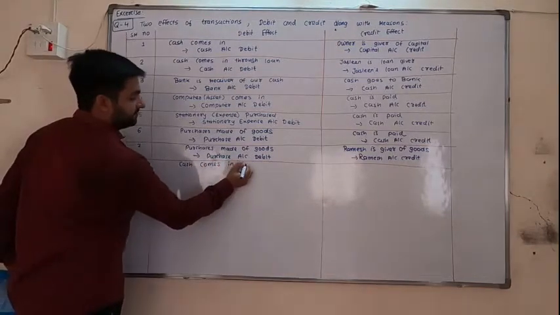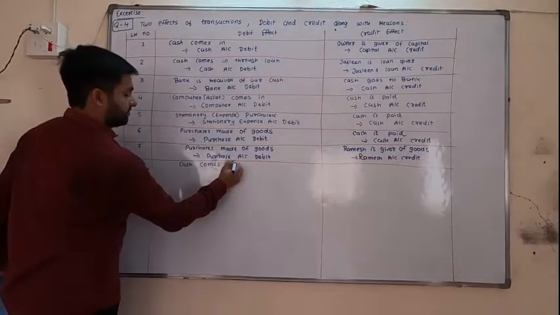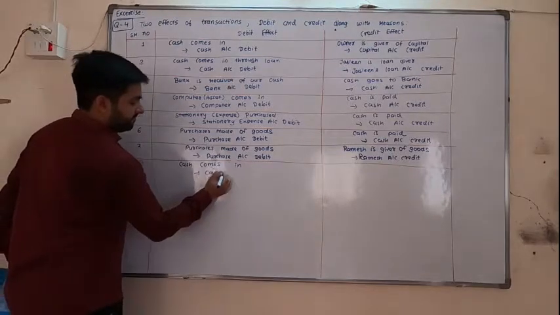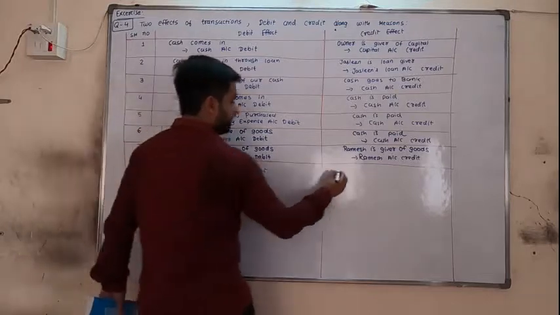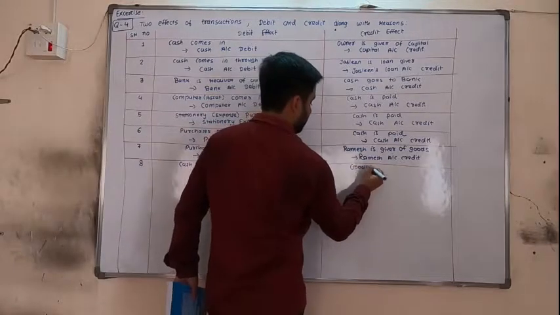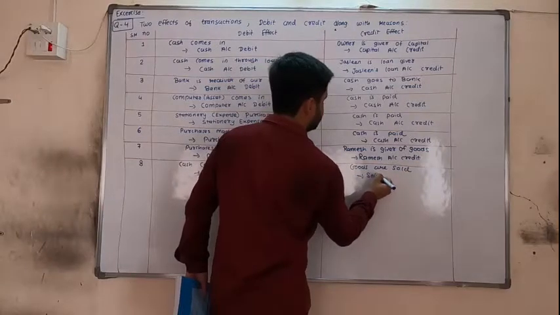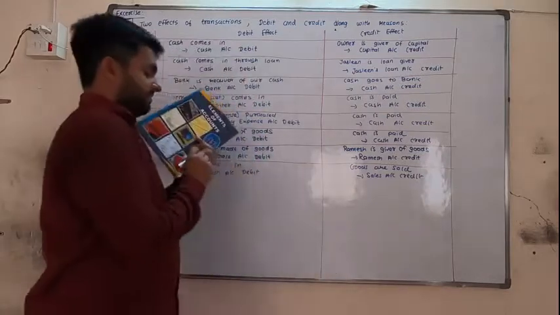Cash comes in. Cash account debit. Goods are sold. Sales account credit.